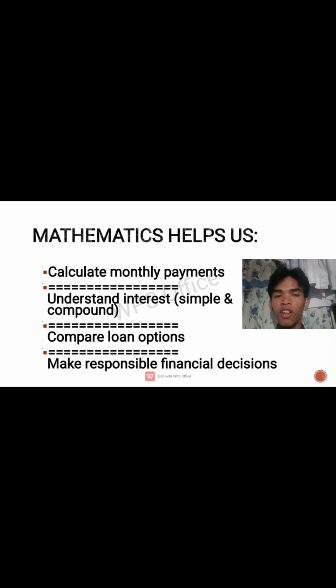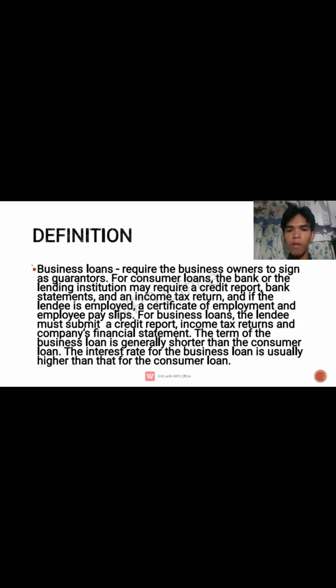Mathematics helps us calculate monthly payments, understand interest, which could be simple and compound, compare loan options, and make responsible financial decisions. First definition: business loans require the business owner to sign as guarantors. For consumer loans, the bank or the lending institution may require a credit report, bank statement, an income tax return, and employee pay slips. As for business loans, the lendee must submit a credit report.